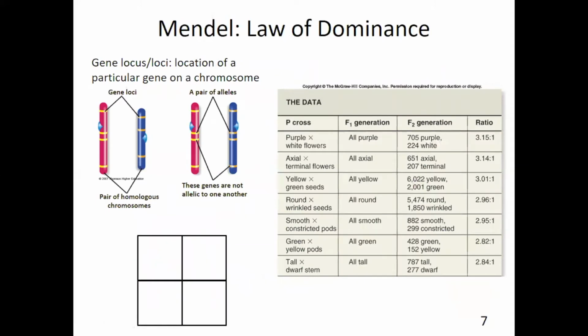Mendel repeated this experiment with 7 different traits, as described here in this table on slide 7. For all 7 of these traits, he found very similar data. Essentially, 75% of the F2 generation had the dominant phenotype, and 25% of the F2 generation had the recessive phenotype. This can be seen in this table on slide 7.